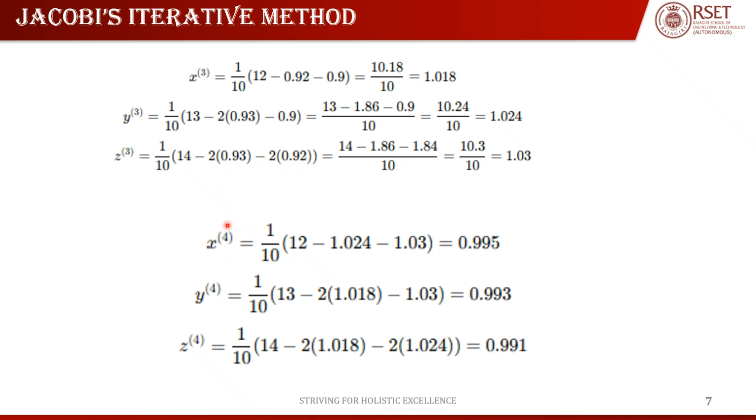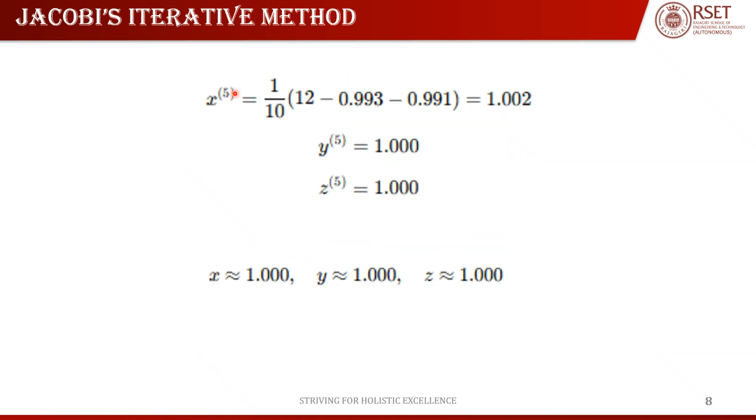And now see how you got the x4. You have 1 by 10 into 12 minus, you had here y, so your y will be y3, this is 1.024, minus you had z, so your z will be from z3, which is 1.03. Just calculate this and you have the value here. And similarly for y4 you have 1 by 10 into 3 minus 2 into x, so that x will be your x3, minus you had z, so that z will be your z3. Okay, for y4, wherever you have x you substitute the value of x3, and if you have z, you substitute the value of z3. Okay, we just substitute the values from the previous iteration.